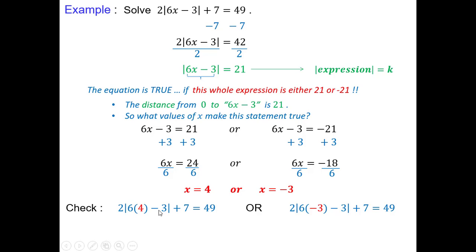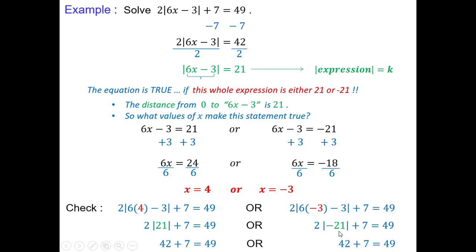Well, notice 24 minus 3 is going to give me 21. And -18 minus 3 is also -21. But now we're being asked to calculate the absolute value of a couple of numbers, and remember, no matter if that number is positive or negative, the result is still positive. So 2 times 21 is 42, and 2 times the absolute value of -21 is also 42. And notice that both of those give 49.